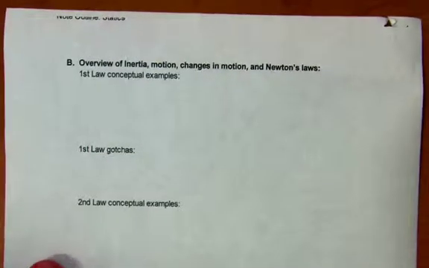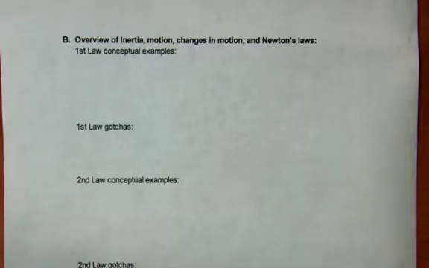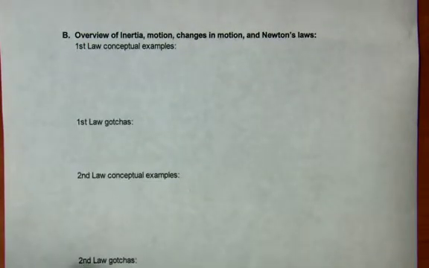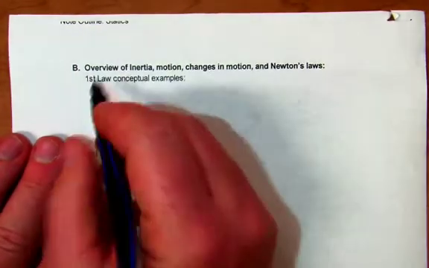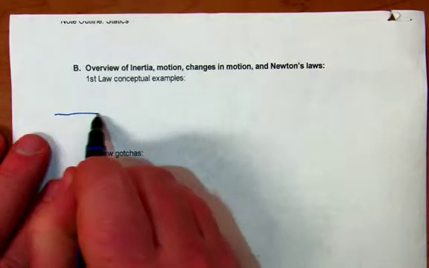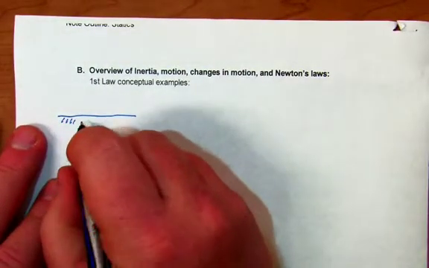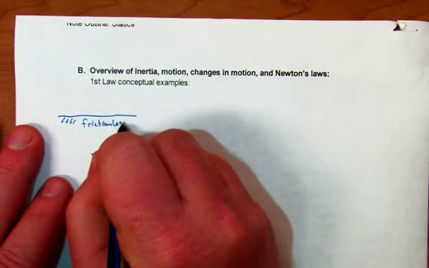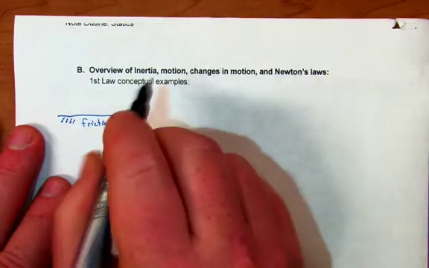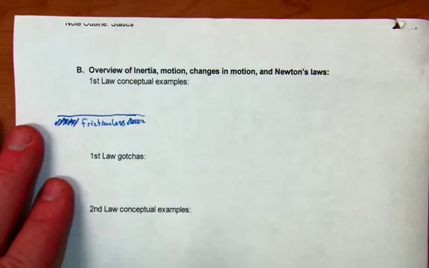So what we're going to talk about today are some examples of the first, second, and third laws, some gotchas, and some conceptual examples. So first law, conceptual examples. One of the most common things you will see on the AP exam or in a classic physics problem is a frictionless surface. Now, it's pretty difficult to make a frictionless surface. In fact, it's kind of impossible. But hey, we can always imagine that they exist.